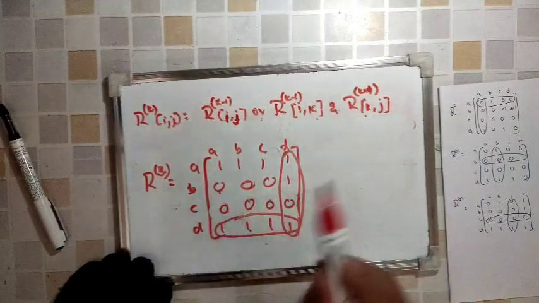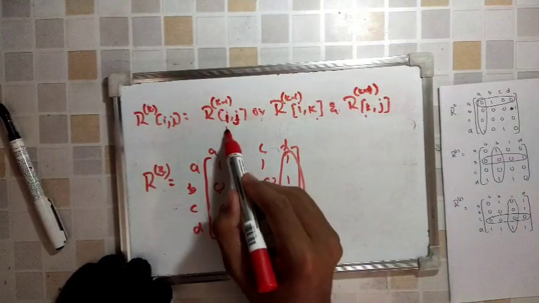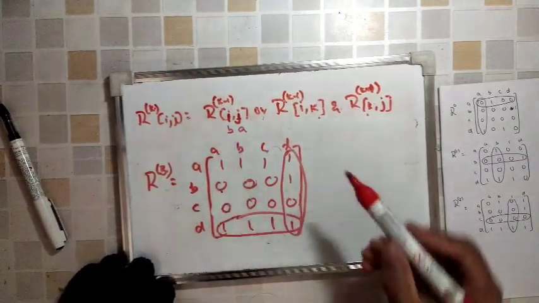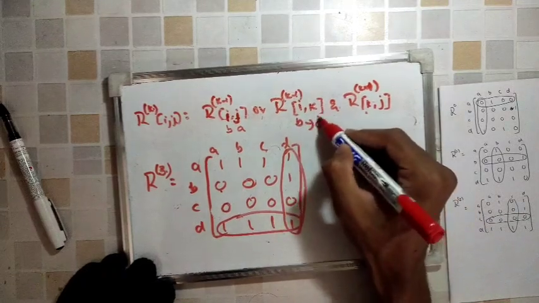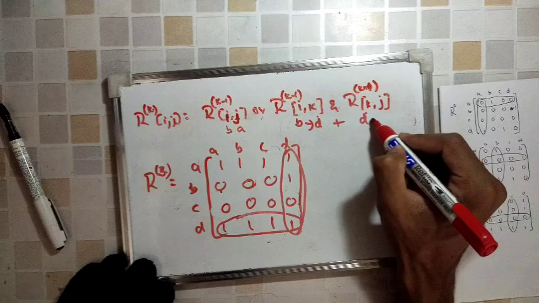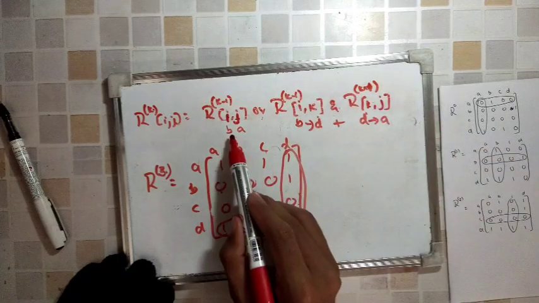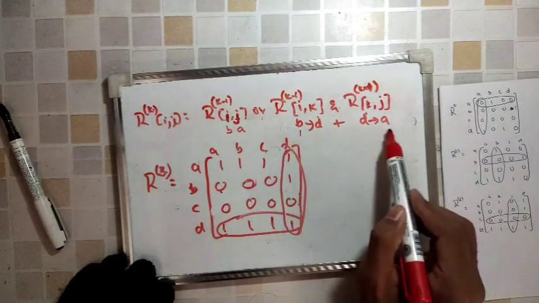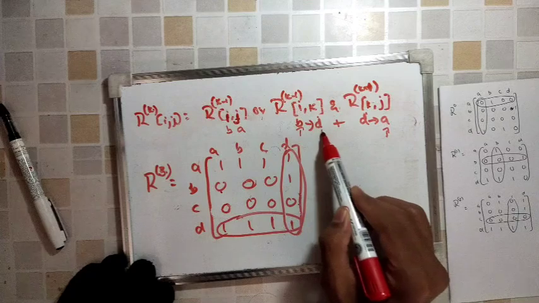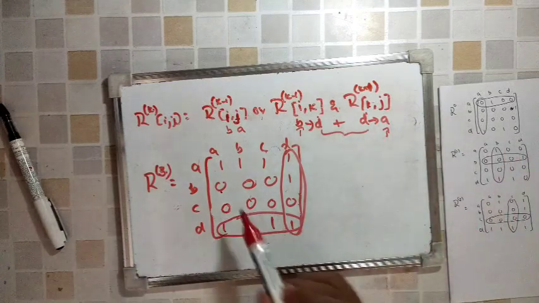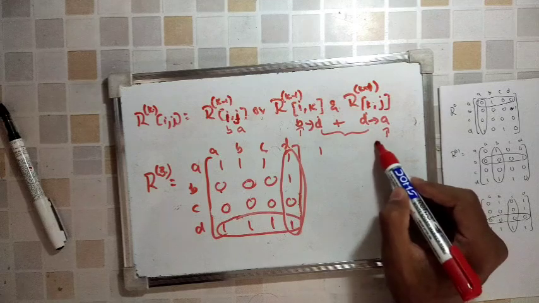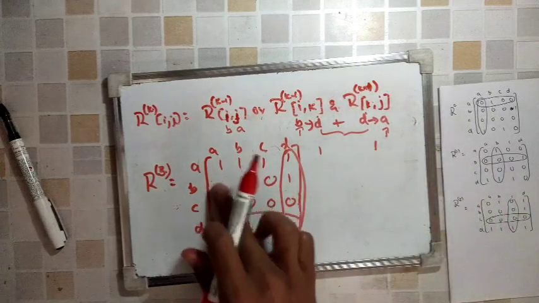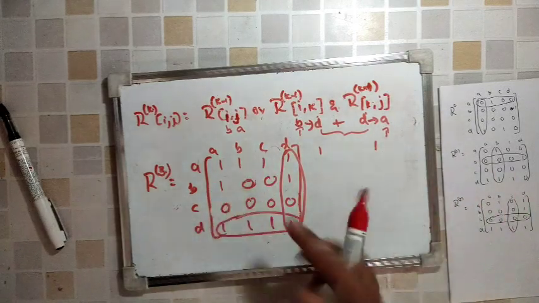So now let me try to find this B to A. Okay, B to A is 0. So now putting my K in the middle, B to D plus D to A. In the middle you see B is here itself and A is here itself. Only in the middle we are adding this D. Okay, so B to D is 1 and D to A is again 1. So this also will be 1.